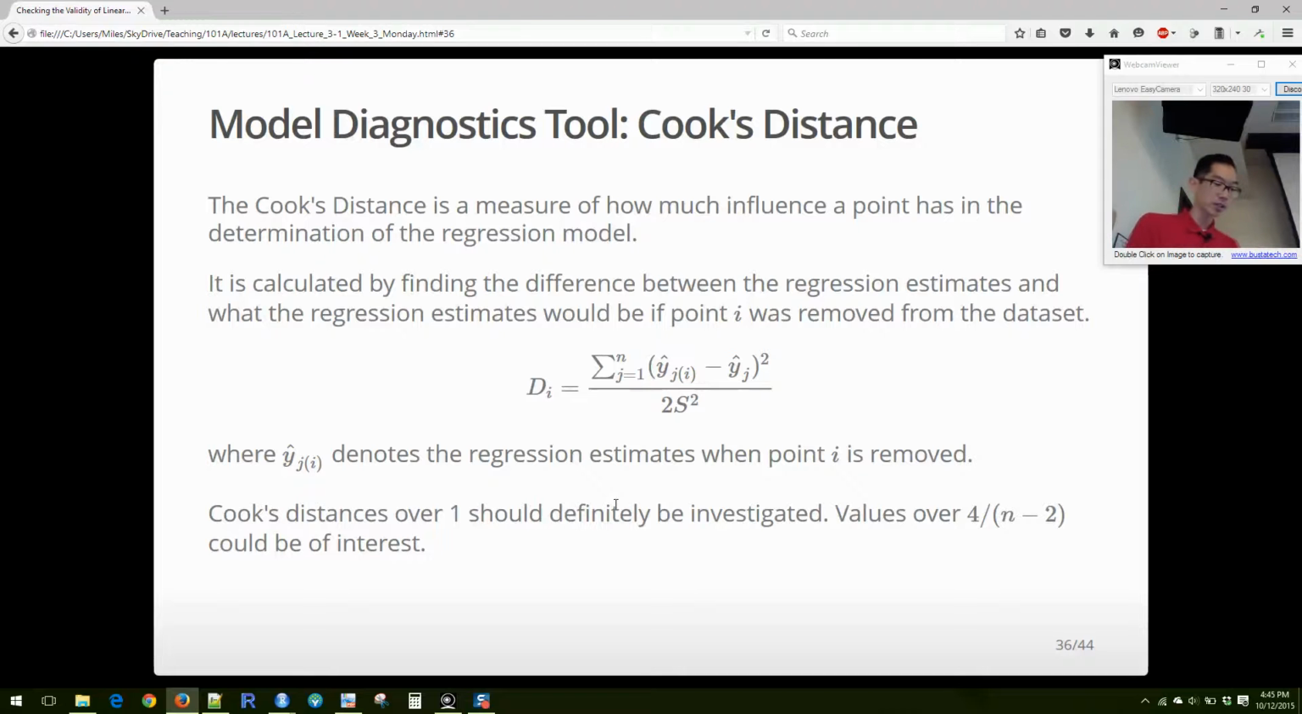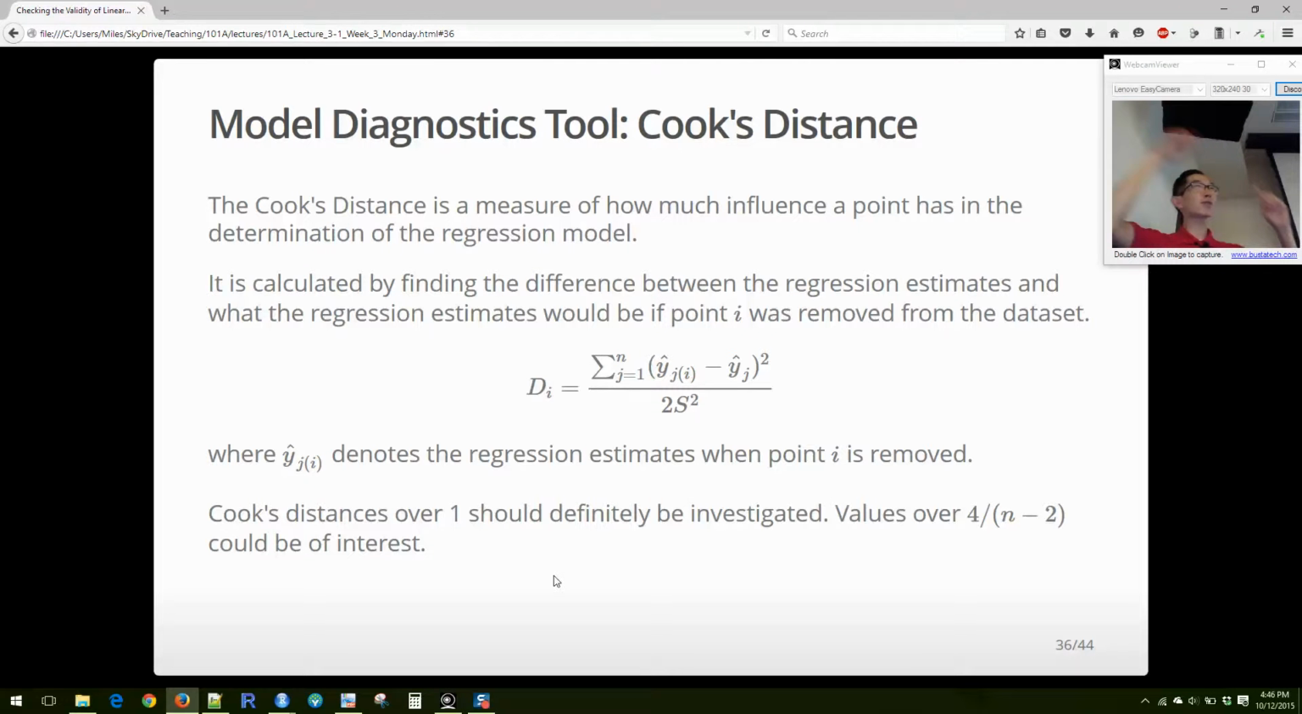So I think the last thing I'm going to mention today is Cook's distance. Cook's distance is a measure of how much influence a point has in determining the regression model. What we do is we ask, what are the current estimates of y? We look at all the estimates. So if you have 10 data points, you look at all 10 predicted values of y along your regression line, and then you remove that data point. Now you create the regression line based on the 9 other data points, and you calculate the predictions for all 10 points, because you can still do that with the regression line.